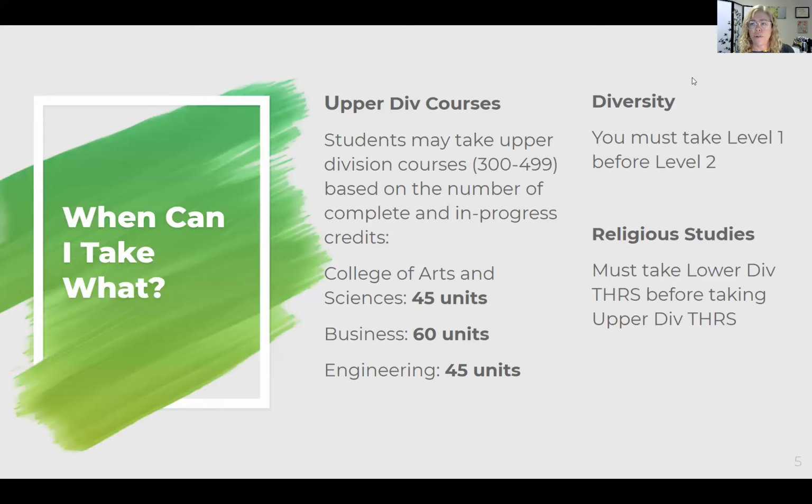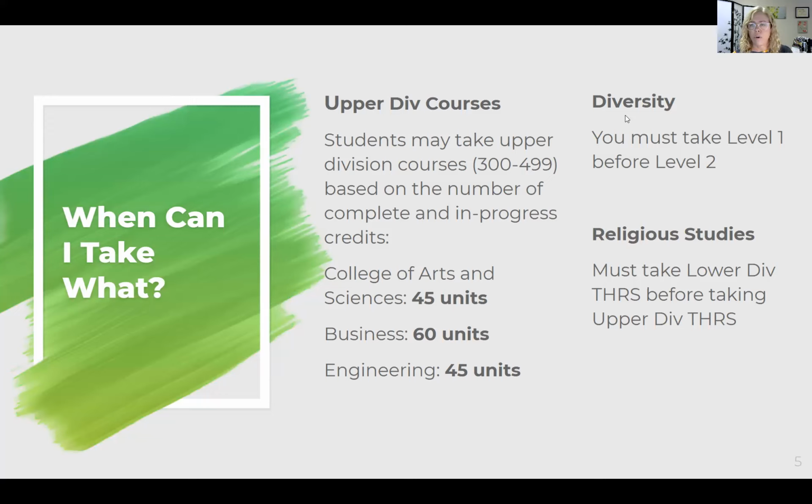Your upper division courses, if you want to register for an upper division course at USD in the College of Arts and Sciences and Engineering, you have to have completed and in progress 45 units. School of Business requires you to have completed and in progress 60 units. So if you're trying to register for a 300 level class and it's not working, that could be why. If it's a class like ISYE 330 or Math 310, let me know. I can probably help you with that.